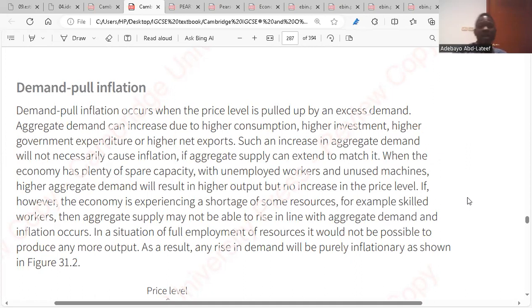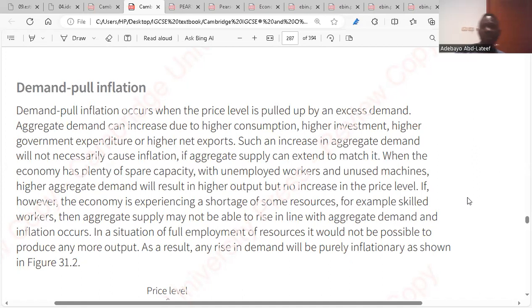Aggregate demand can increase due to higher consumption, higher investment, higher government expenditure, or higher net export, which is export minus imports. Such an increase in aggregate demand will not necessarily cause inflation if aggregate supply can extend to match it. When the economy has plenty of spare capacity with unemployed workers and unused machines, higher aggregate demand will result in higher output, but no increase in the price level. When demand increases in the economy, it might not lead to increasing the price level if there are still unused or unemployed resources.